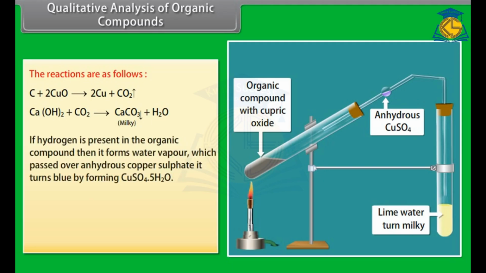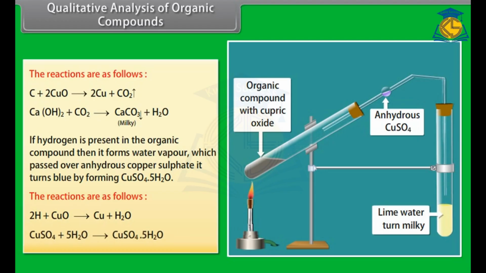If hydrogen is present in the organic compound, then it forms water vapor, which, passed over anhydrous copper sulfate, turns it blue by forming CuSO4·5H2O. The reactions are as follows. Hydrogen in the organic compound reacts with copper(II) oxide and produces copper and water.